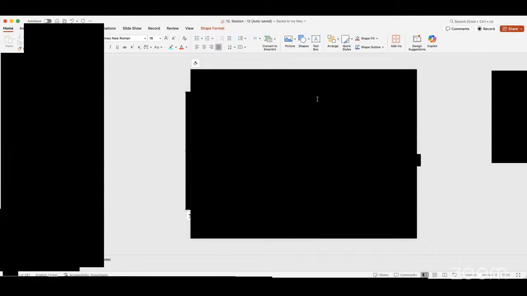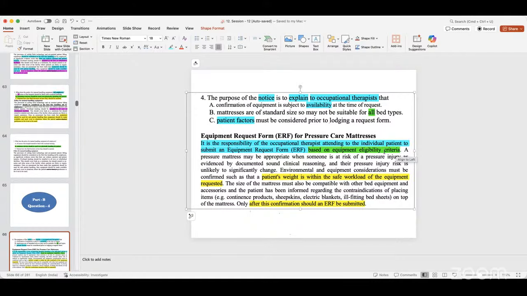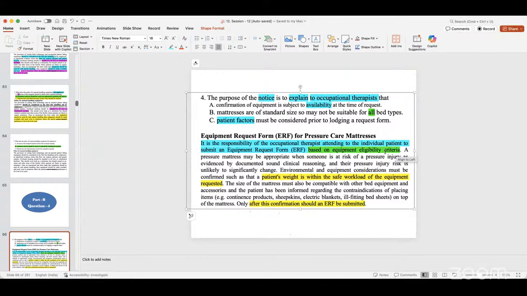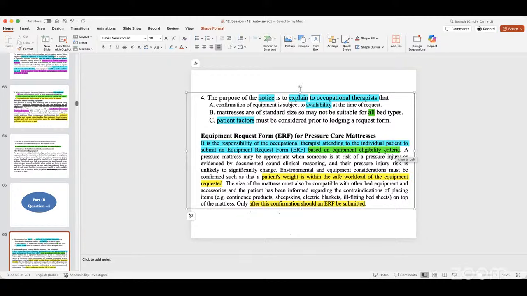There is a notice and it says it is the responsibility of the occupational therapist attending to the individual patient to submit an equipment request form, ERF, based on equipment eligibility criteria. Not patient criteria, not based on the weight or length or height and strength of the patient, because the mattresses are of some standard size. And you should confirm whether these particular mattresses, which are of standard size, will fit your patient. Do you get me?